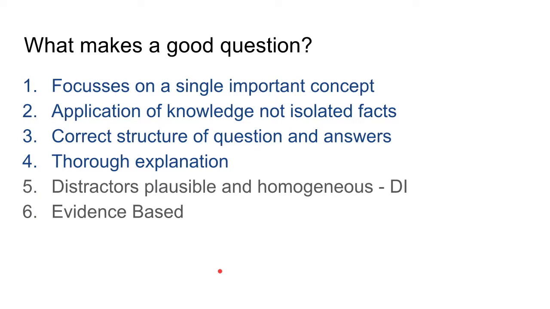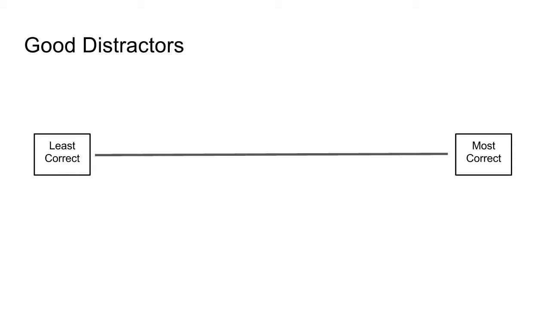So we talked about what makes a good question, talking about the explanation, the distractors, how to write the explanation as a mini review, and we're going to go a little bit more into depth on distractors now. So let's talk about good distractors. This is a graph that shows answer choices, and we're going to display them in a second. Over here is the most correct end of the spectrum, and over here is the least correct end of the spectrum. And all of your answer choices are going to fall somewhere on this line.